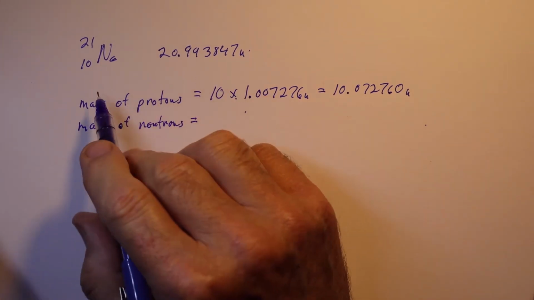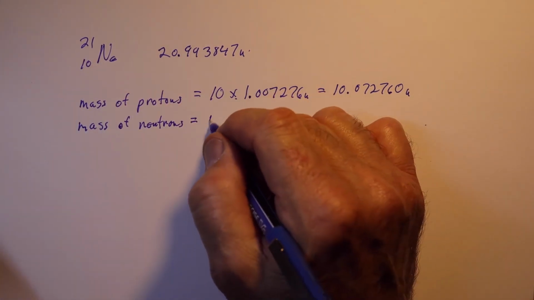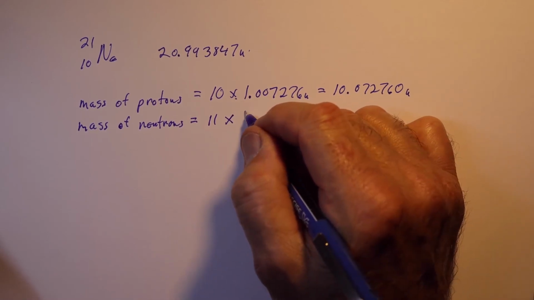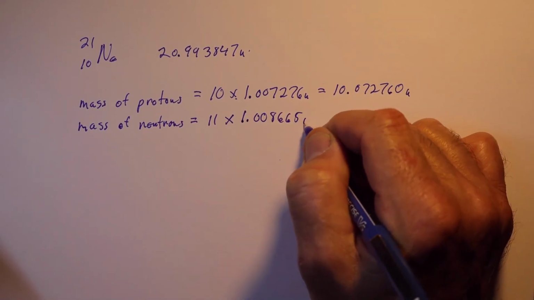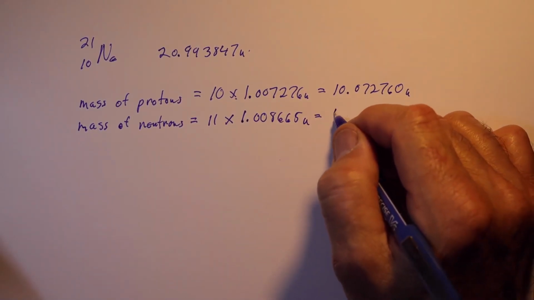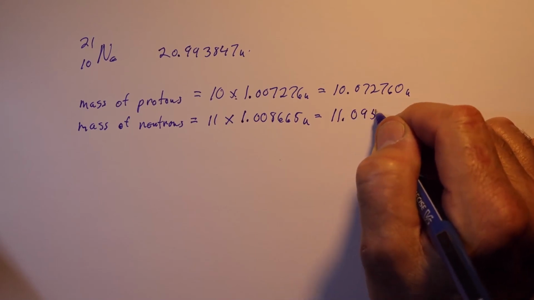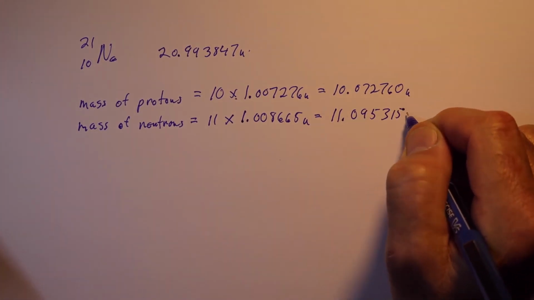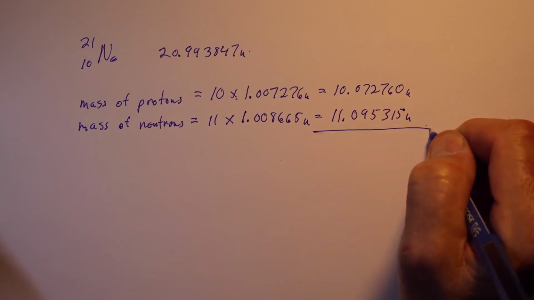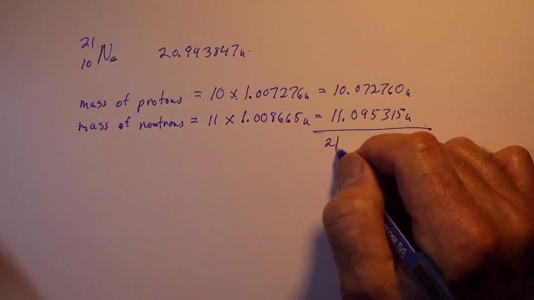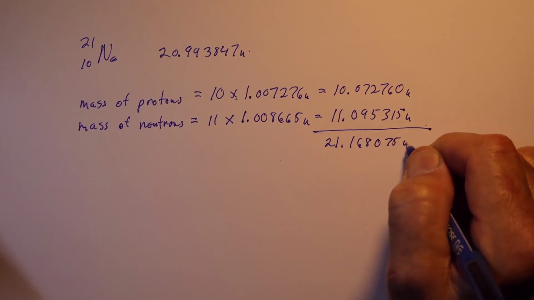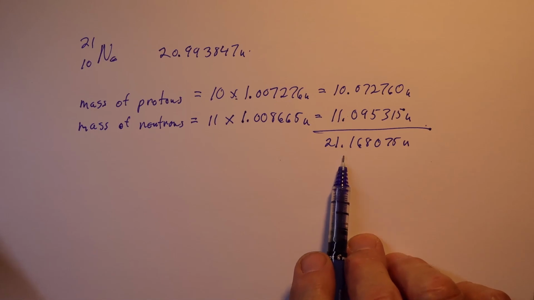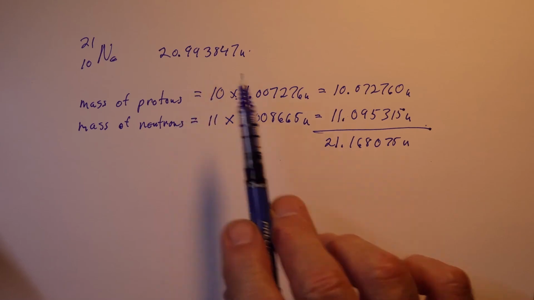And the mass of the neutrons, again, we have to subtract, but it's easy. 21 minus 10 is 11. There's 11 neutrons. The mass of one neutron is 1.008665 atomic mass units, and that's going to be 11.095315 atomic mass units. And when we add those together, we get 21.168075 atomic mass units. So this is the mass of the constituent parts of the nucleus. That's the mass of the nucleus, and their difference.